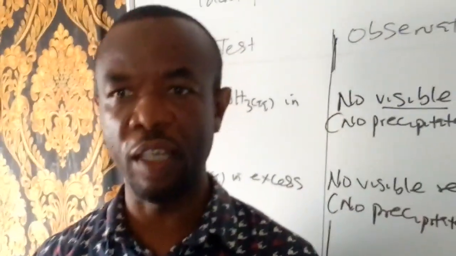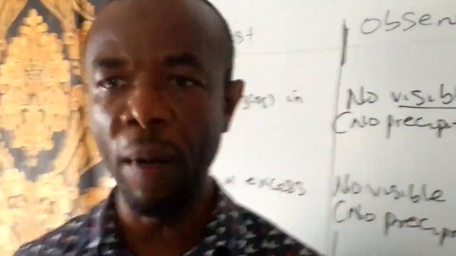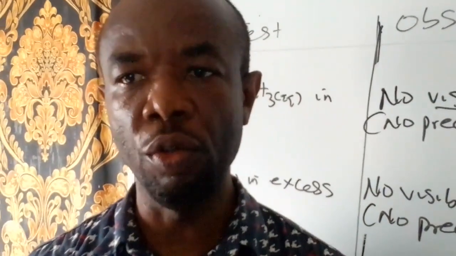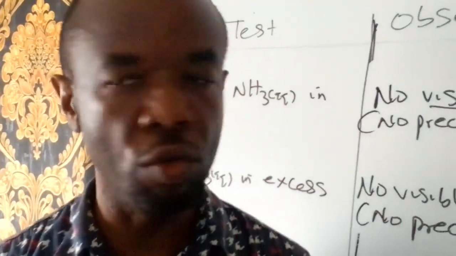So we wind up our lesson for today. Today we have learned something, haven't you? We have learned how to identify some cations in chemistry: how to identify copper 2, how to identify lead 2, how to identify zinc 2, and calcium 2.